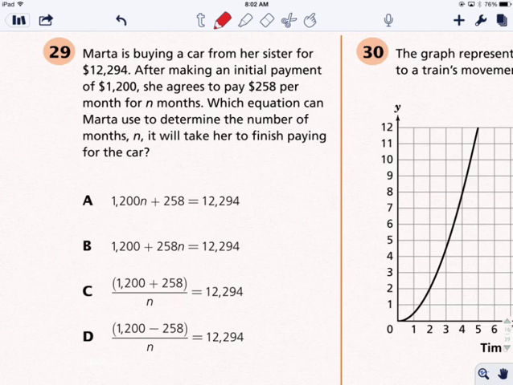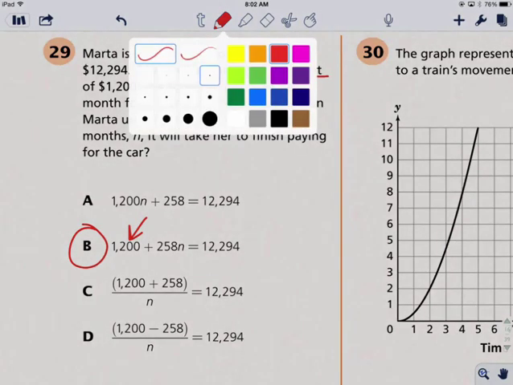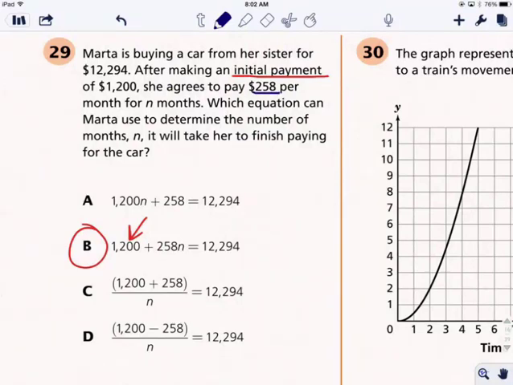The answer choice is going to be B. That's the correct answer. Do you see why? Well, the $1,200 is the initial payment, and then each month we add $258 to that payment, which means that 258 is going to be multiplying n.